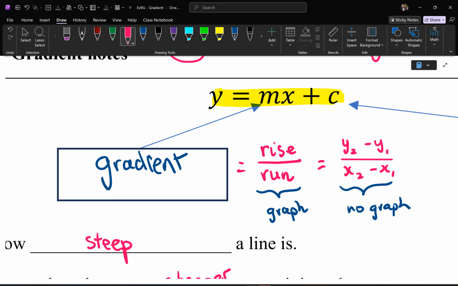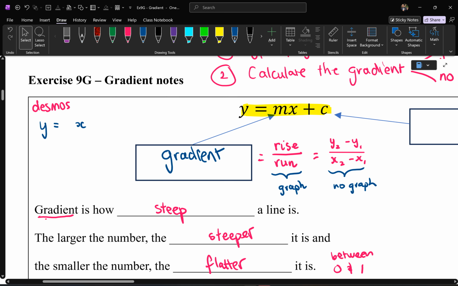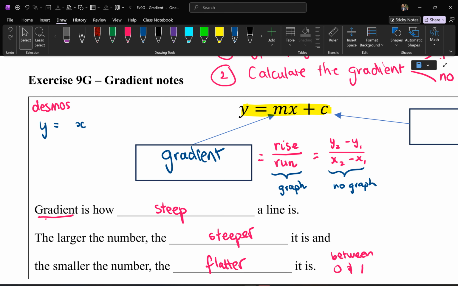Rise over run is if you have a graph. If you have no graph, use that. Year 9s will usually move away from rise over run, and they will stick to only this method, so you want to get used to using this formula. Okay? All right, let's do an example after you've copied those notes. Rise over run if you have a graph. If you don't have a graph, y2 minus y1 over x2 minus x1.